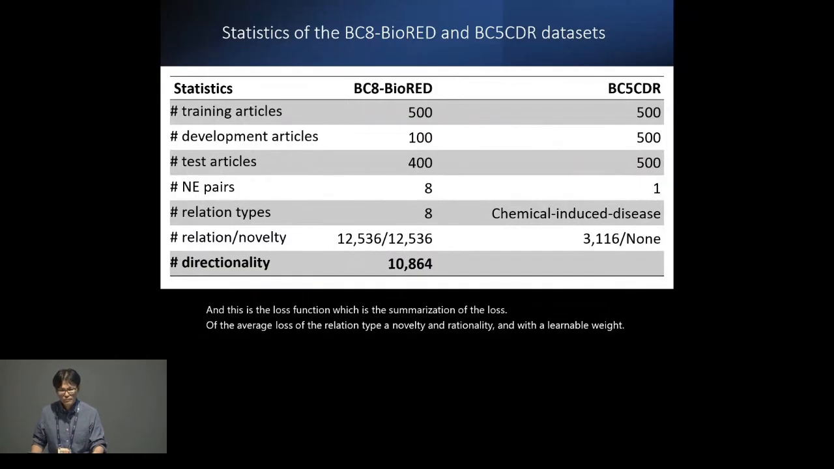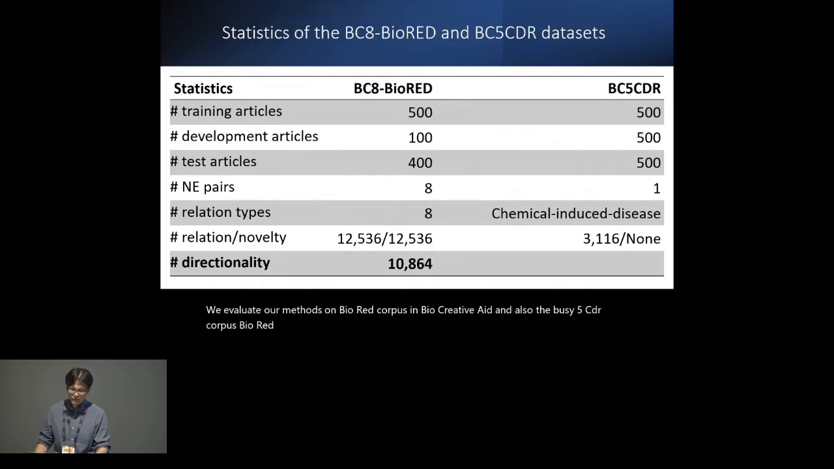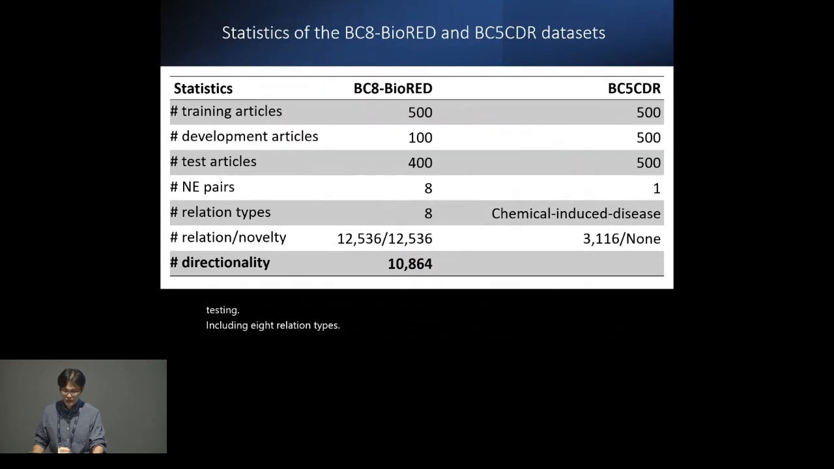We evaluate our methods on the BioRed corpus in BioCreative 8, and also the BC5CDR corpus. The BioRed corpus contains 500 articles for training, 100 for development, and 400 for testing, including 8 relation types, covering 12,000 relations. Among those, 10,000 are with directionality.